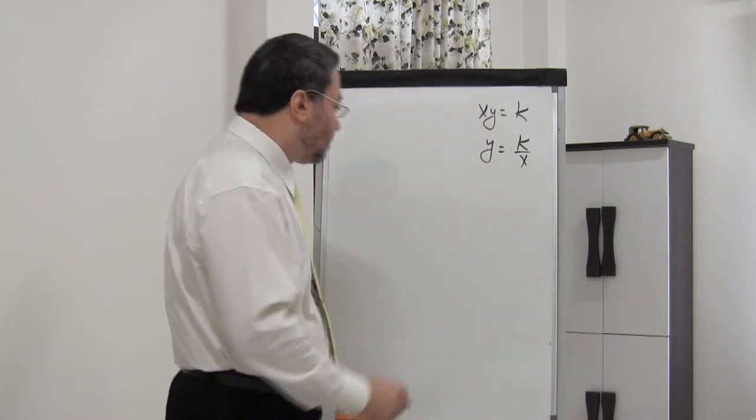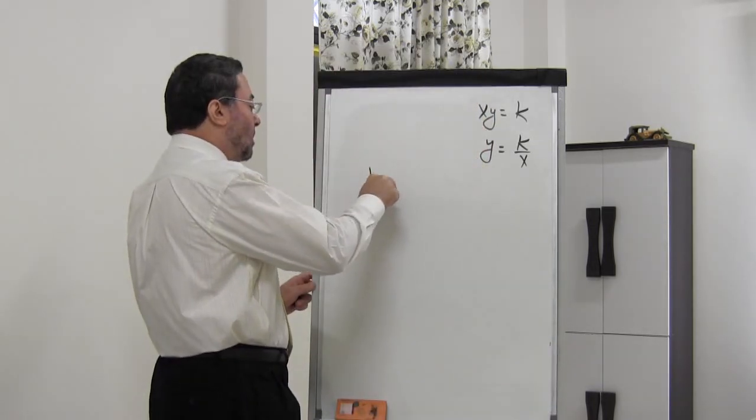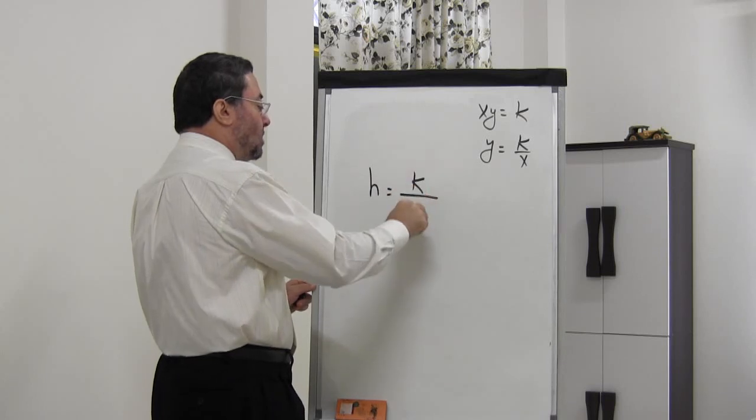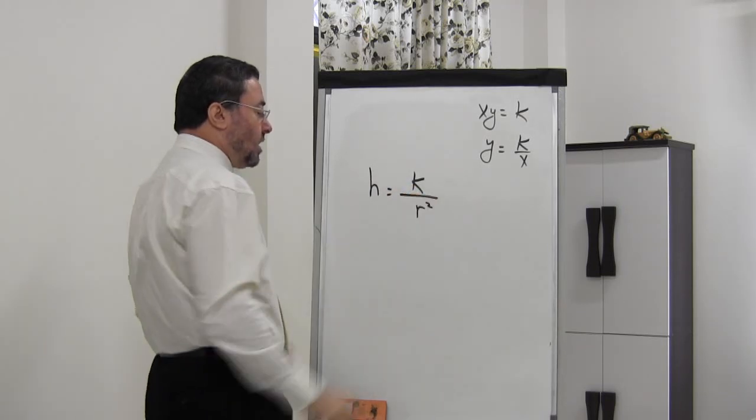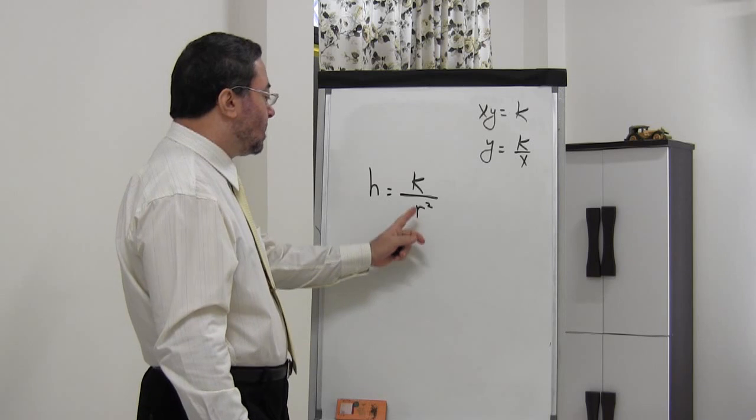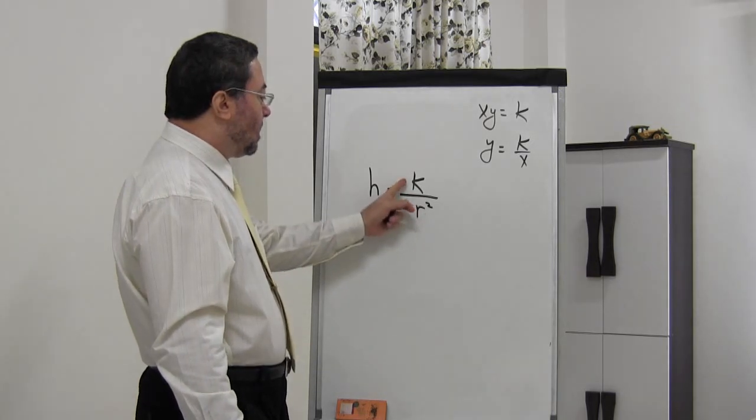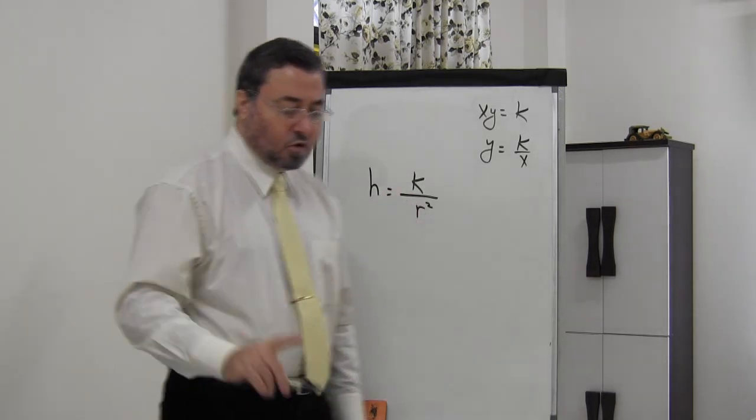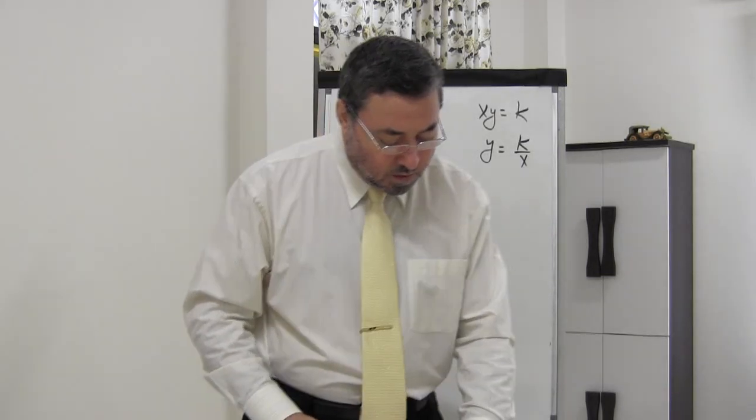Next we'll do number 21. The height of a cylinder of constant volume varies inversely as the square of the radius of the base. So here the height varies inversely as the square of the radius of the base. Here it's better to get the K value and then apply the formula. The height of a cylinder is 12 and the radius of the base is 5.